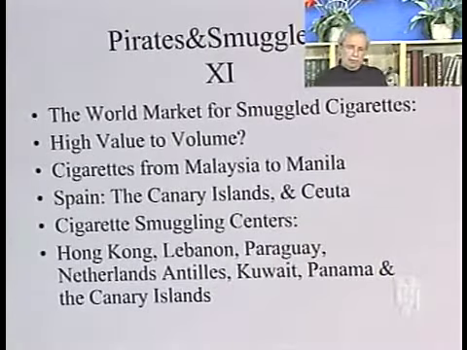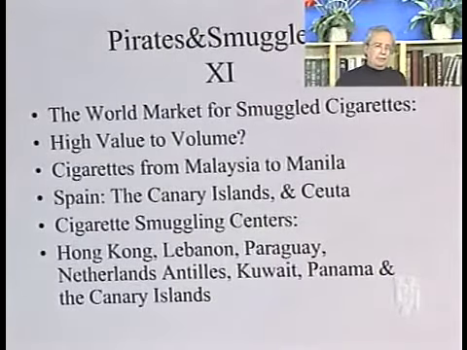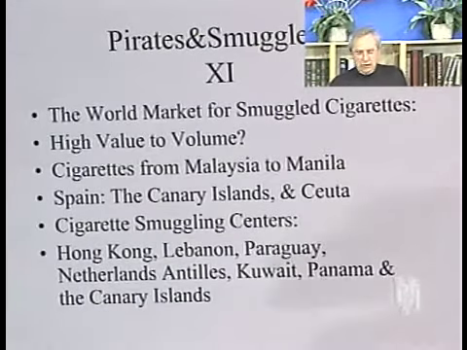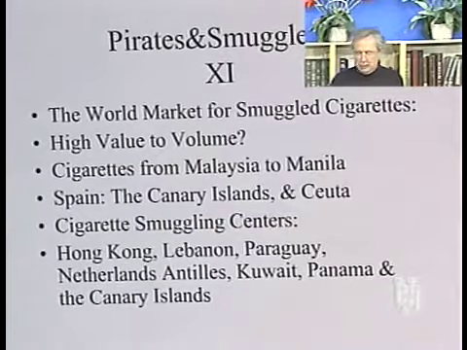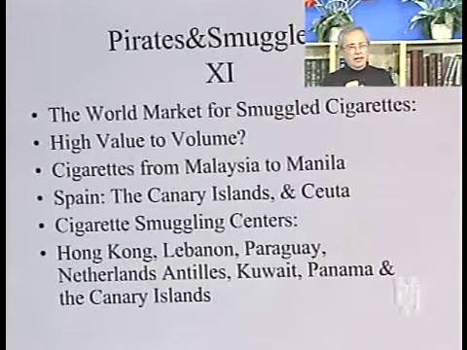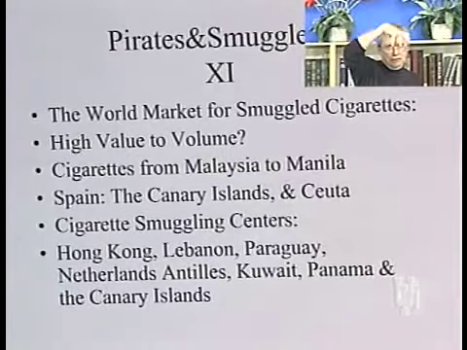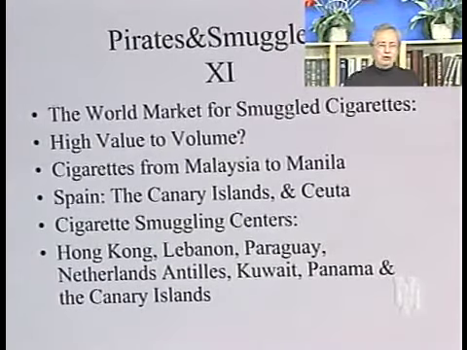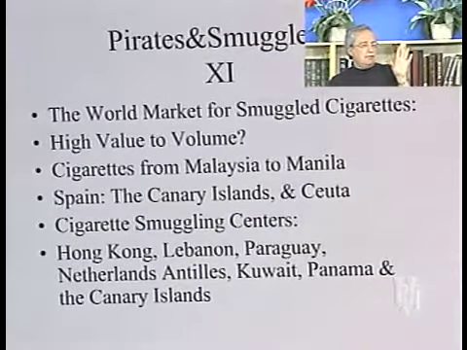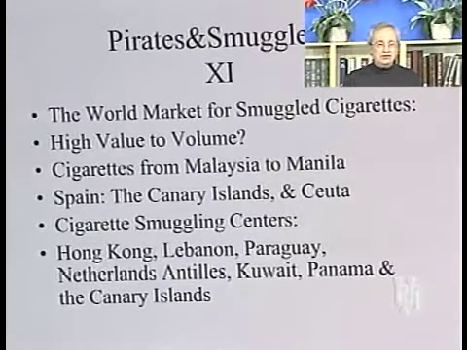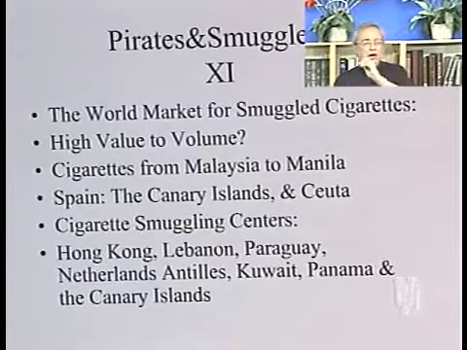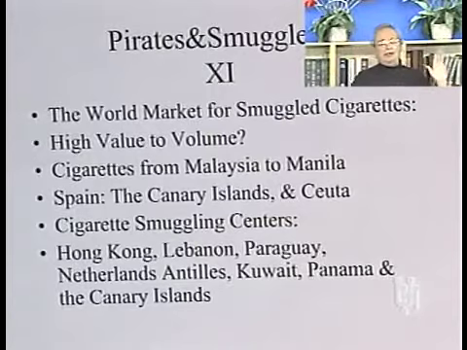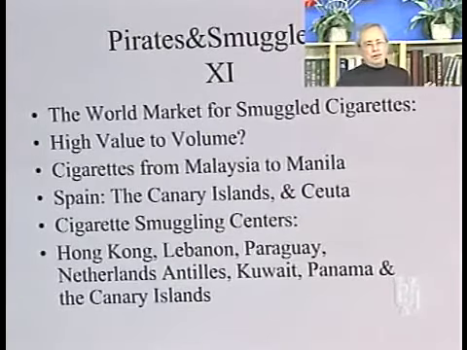Spain is another example. Spain also has a monopoly and has high taxation, and it too is a source of significant smuggling. In this case, the sources are particularly the Canary Islands, off in the Atlantic, and Ceuta, which is a port on the north coast of Africa, just across from the Spanish coast. The significant fact about these two places is that they're both free ports. Just like Hong Kong, they're places where goods can come and go without being taxed. Again, it makes them the most logical of smuggling entrepôts.